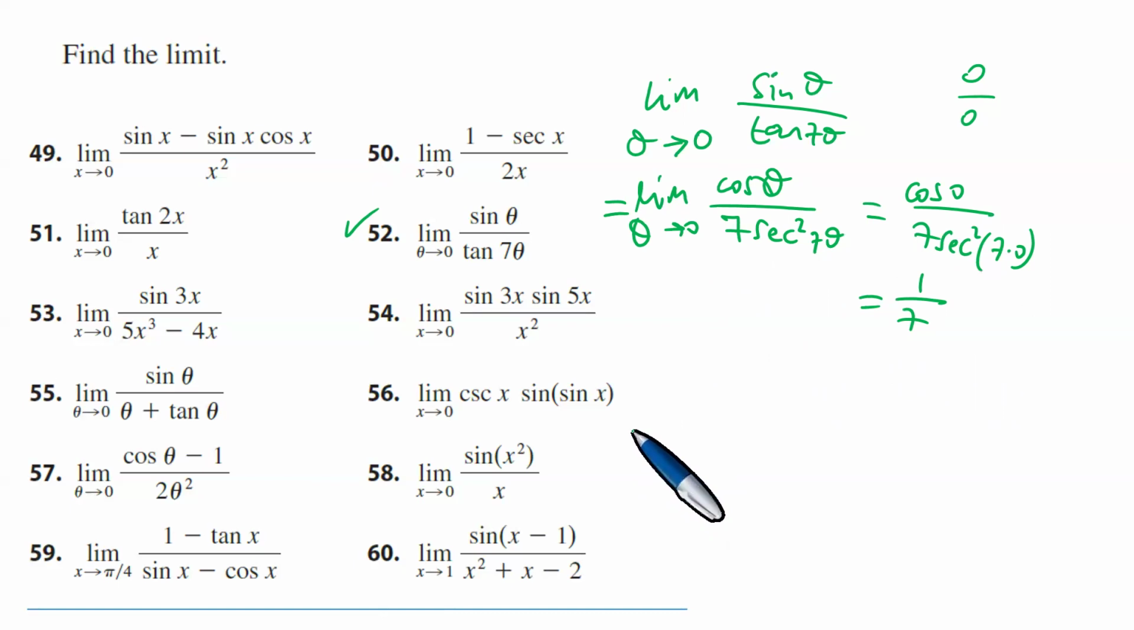So we got exactly 1 over 7 because the secant of 0 is 1. It's like cosine 0, because secant of theta is 1 over cosine theta. So this is going to be 1, and then we're going to have 1 over 7. Okay, so any question on this? Any remark, comment? No. Nothing.